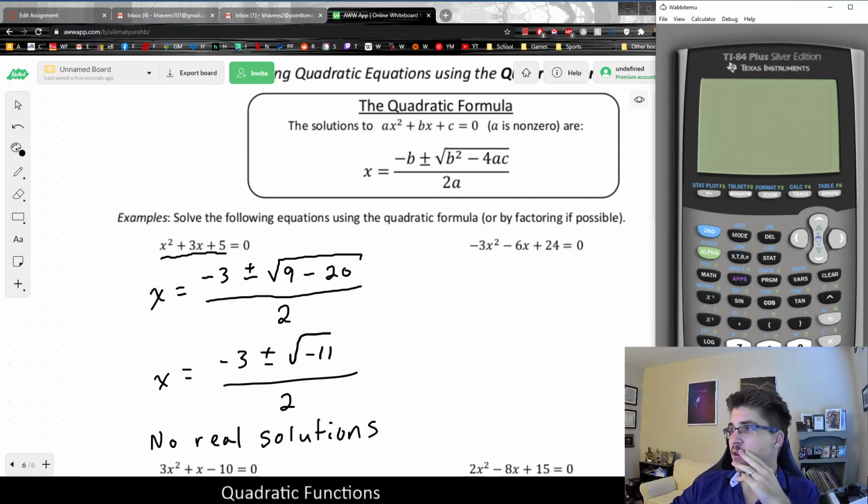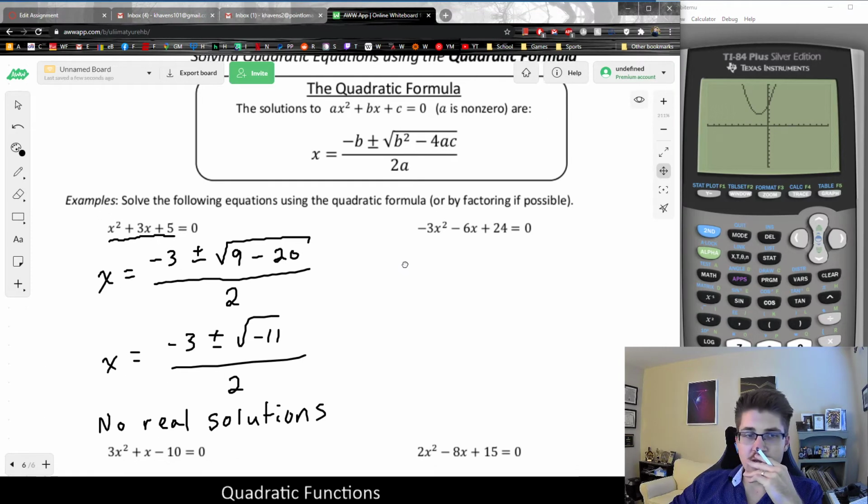So if we were to graph that quadratic function in our calculator, x squared plus 3x plus 5, we can see that it does not cross the x-axis, and that is consistent with what we're getting as we're applying the quadratic formula. And I'll go ahead and zoom back into the standard window just to put it in context like that. And this is a common result with the quadratic formula.